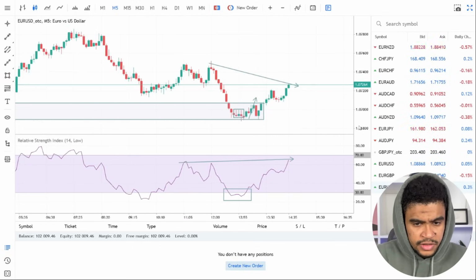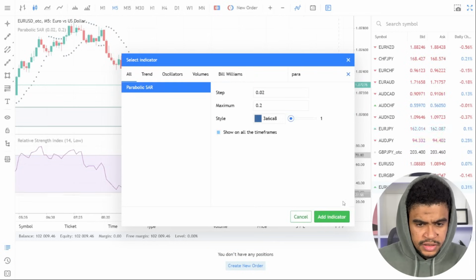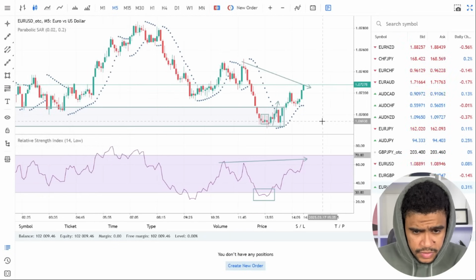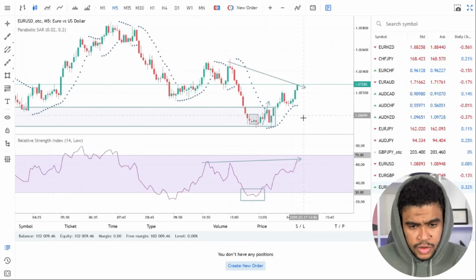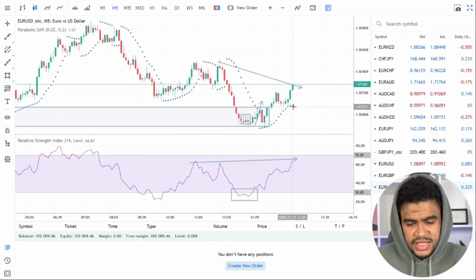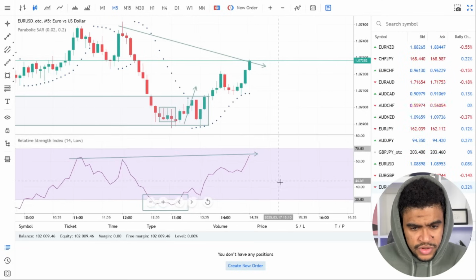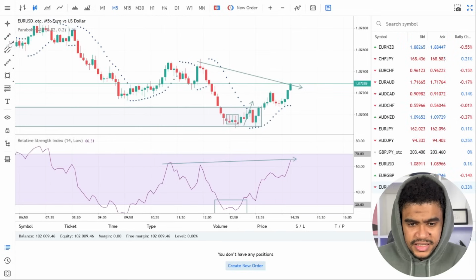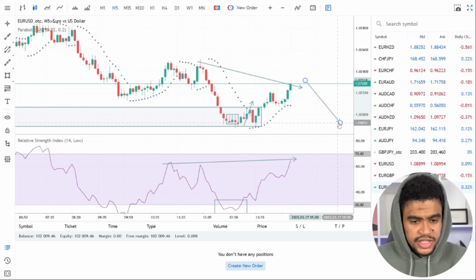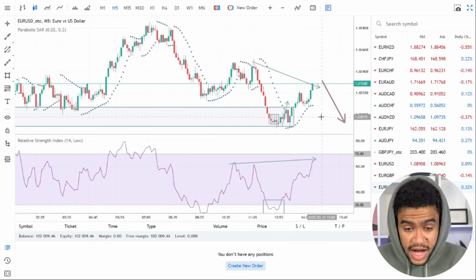Let's add another indicator. Let's add the parabolic SAR indicator. And we can see that the parabolic SAR is printed below, which is a sign of an uptrend. But this sign of the divergence that you can see on RSI and on the chart itself is still for us a more bearish signal than it is a bullish signal. So we probably can expect the price to start dropping rapidly here.